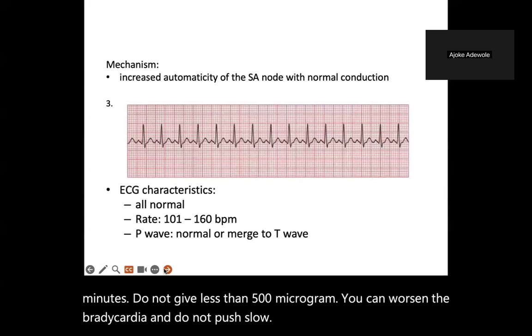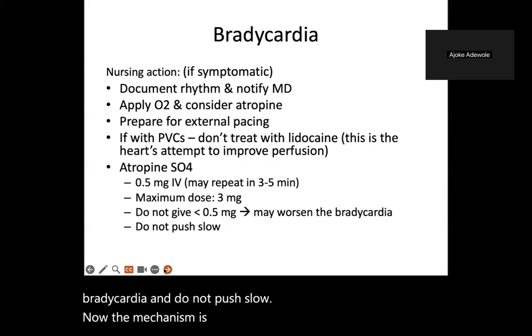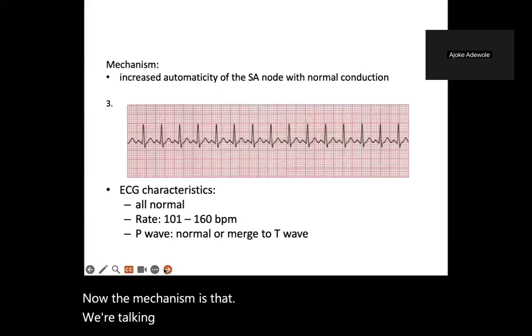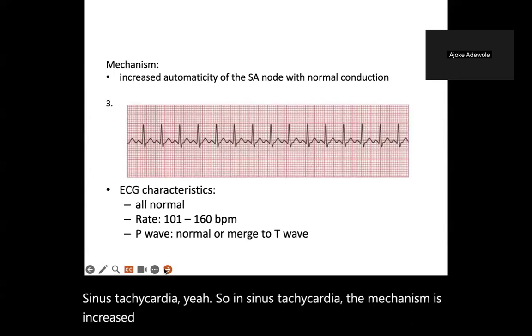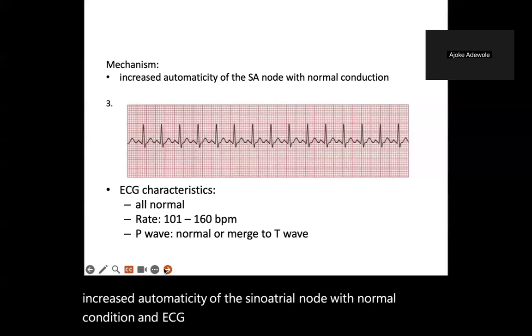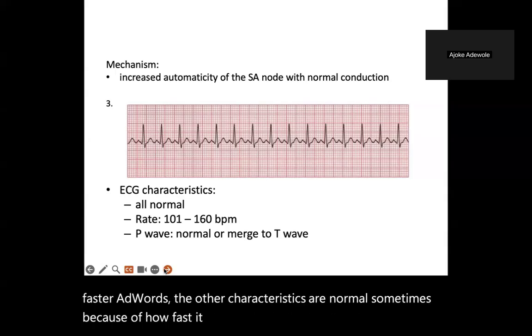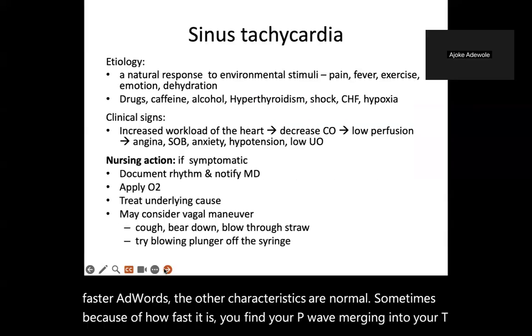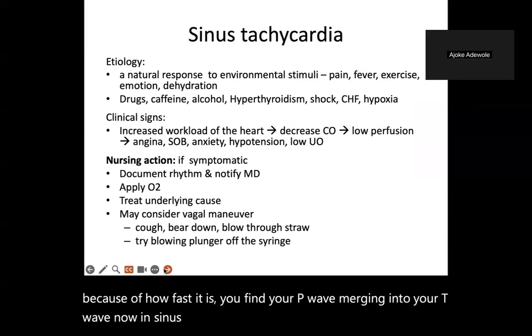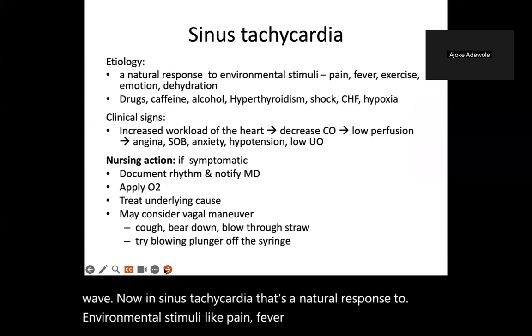Now, the mechanism that we're talking about here is sinus tachycardia. In sinus tachycardia, the mechanism is increased automaticity of the sinoatrial node with normal conduction. The ECG characteristics are that, apart from a faster heart rate, the other characteristics are normal. Sometimes because of how fast it is, you find your P wave merging into your T wave. Sinus tachycardia is a natural response to environmental stimuli like pain, fever, and exercise, and to drugs.